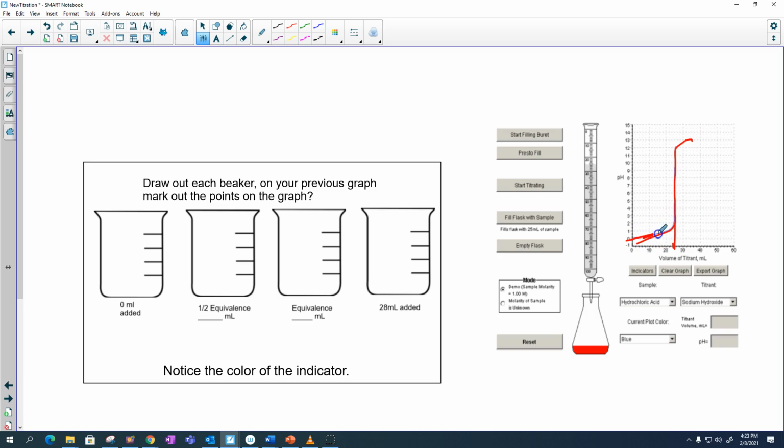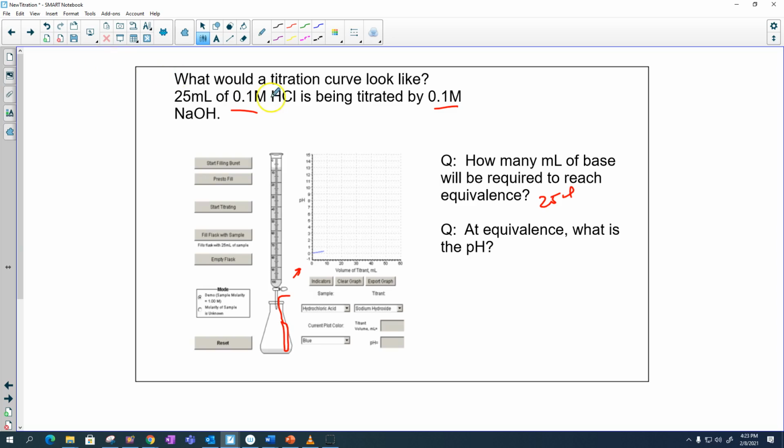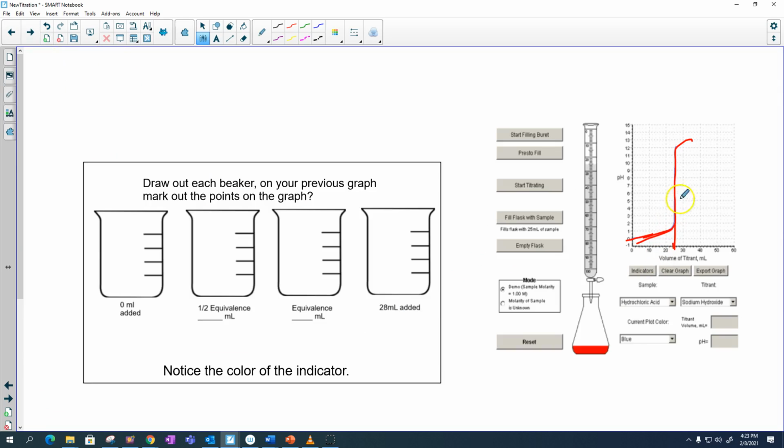So that's what it looks like. And that answered this: what is the equivalence? What's the pH? Okay, let's answer that question on the next one. What's the pH right here? It looks like it's pretty close to 7. Okay, let's draw out what it looks like.